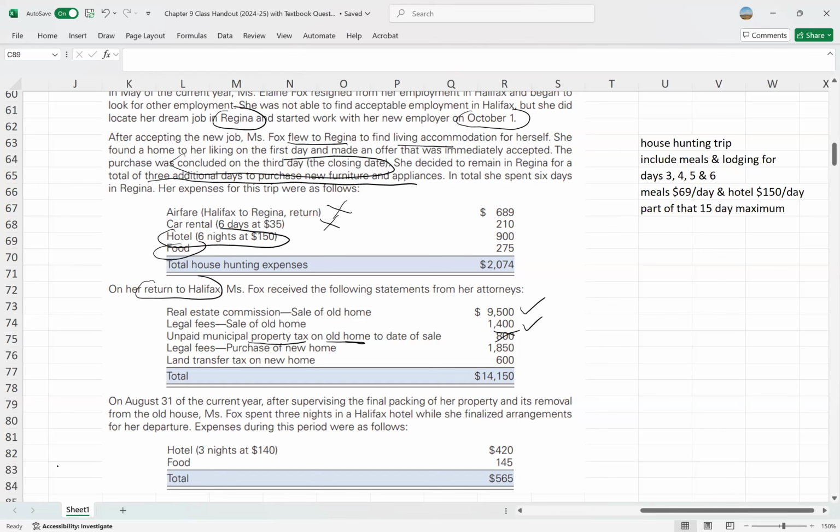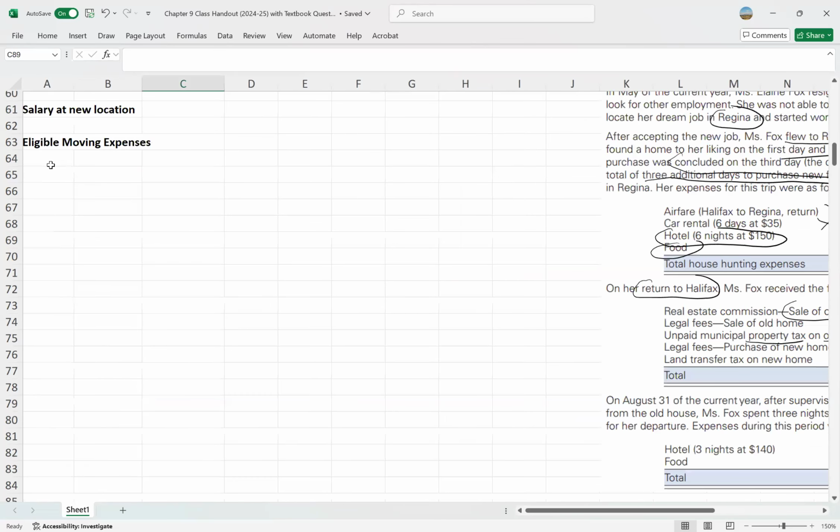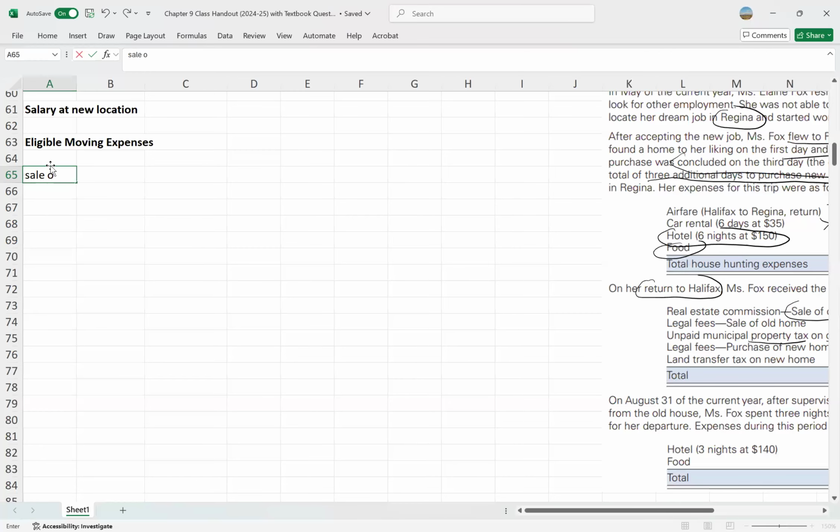She also bought a new house. I remember we said that when you buy a new house in the new location, you can deduct those legal and other costs of buying the new house, provided you sold a house in the old location. Because she did sell a house in Nova Scotia, she's also able to include the $1,850 and the $600 as part of the cost to buy the new house. So let's keep track of all these amounts. So the eligible moving expenses: the sale of the old and purchase of the new.